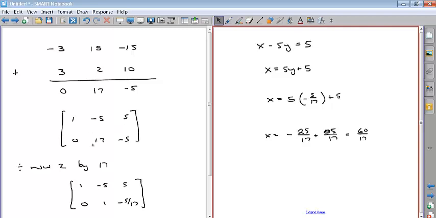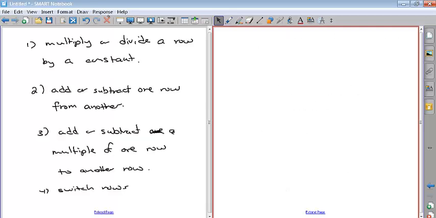So this process of coming down to an augmented matrix that has 1, 0, 1, which gives you the solution, and then using that back, is called Gaussian elimination with back substitution. We can do larger matrices, more equations.